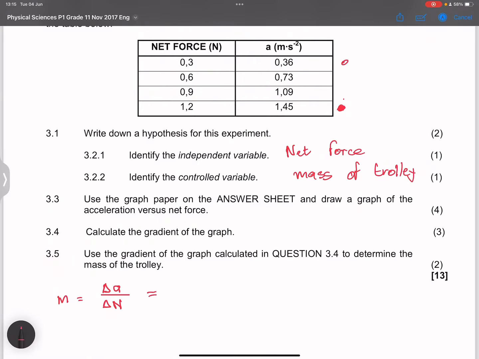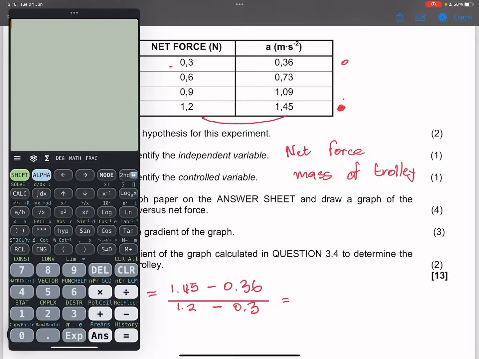So that would be 1.45 minus 0.36 divided by, when the acceleration was 1.45, our force was 1.2 minus 0.3. When the acceleration was 0.36, our force was 0.3. Okay, so that's how we'll get the gradient. Okay, you can use your graph to get that gradient.